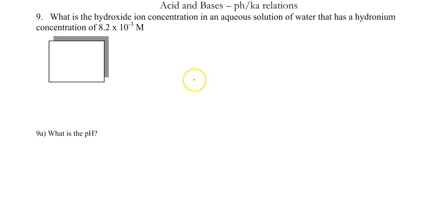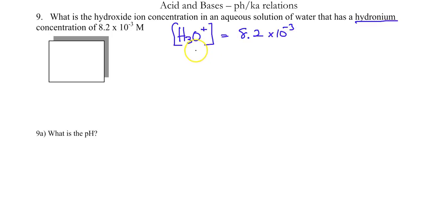Okay, so here's another question I want to go over with you. What is the hydroxide ion concentration of an aqueous solution that has a hydronium ion concentration of 8.2 times 10 to the negative 3? So they gave me the hydronium. Sounds similar, but it's H3O plus. And they gave me the H3O plus concentration to equal 8.2 times 10 to the negative 3.